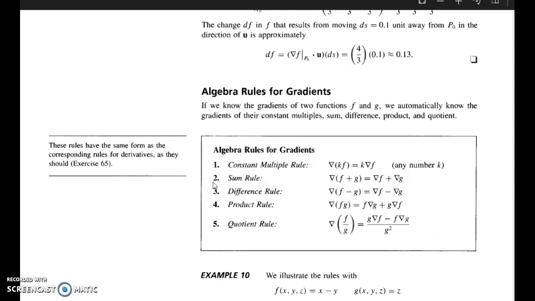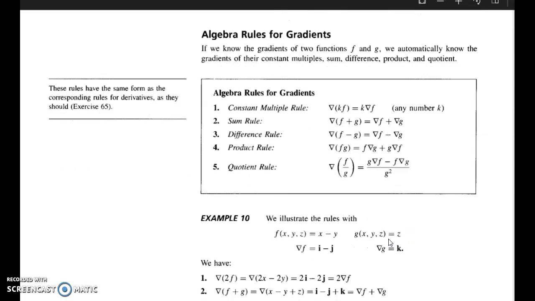Next is the algebraic rules for the gradient. Constant multiple rule: del of kf equal to k into del f. Sum rule: del of (f plus g) equal to del f plus del g. Difference rule: del of (f minus g) equal to del f minus del g. Product rule: del of (f into g) equal to f into del g plus g into del f. Quotient rule: del of (f by g) equal to (g into del f minus f into del g) divided by g square.